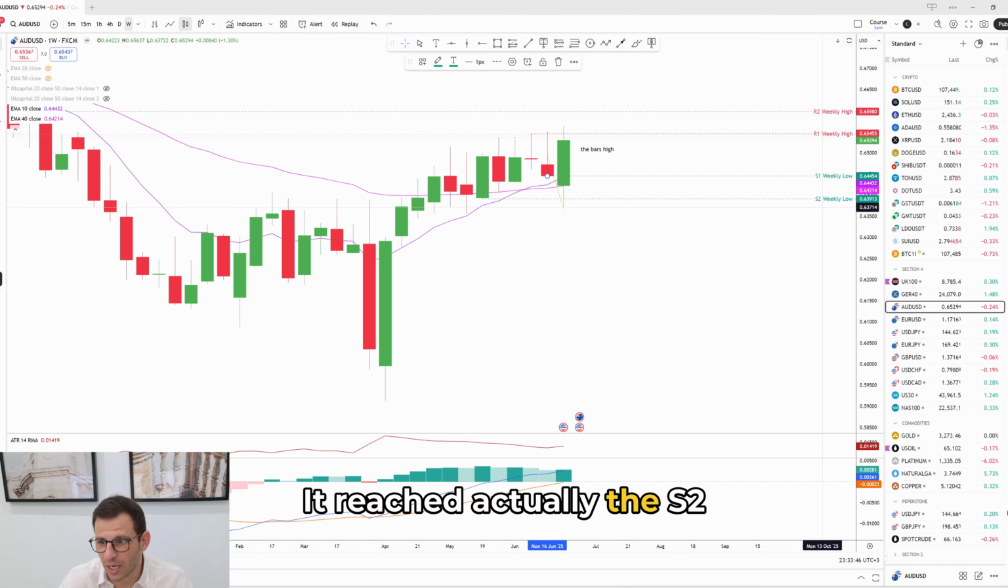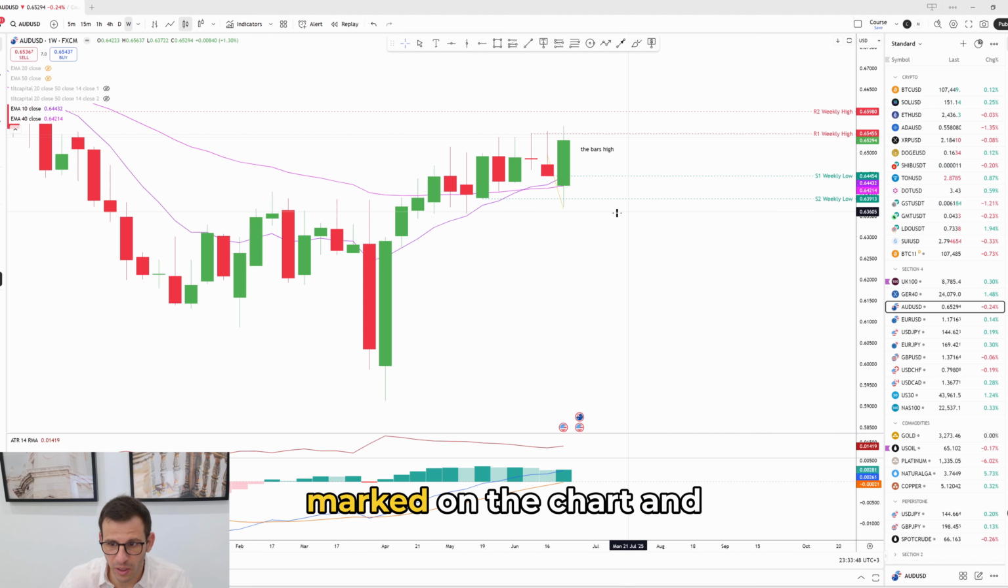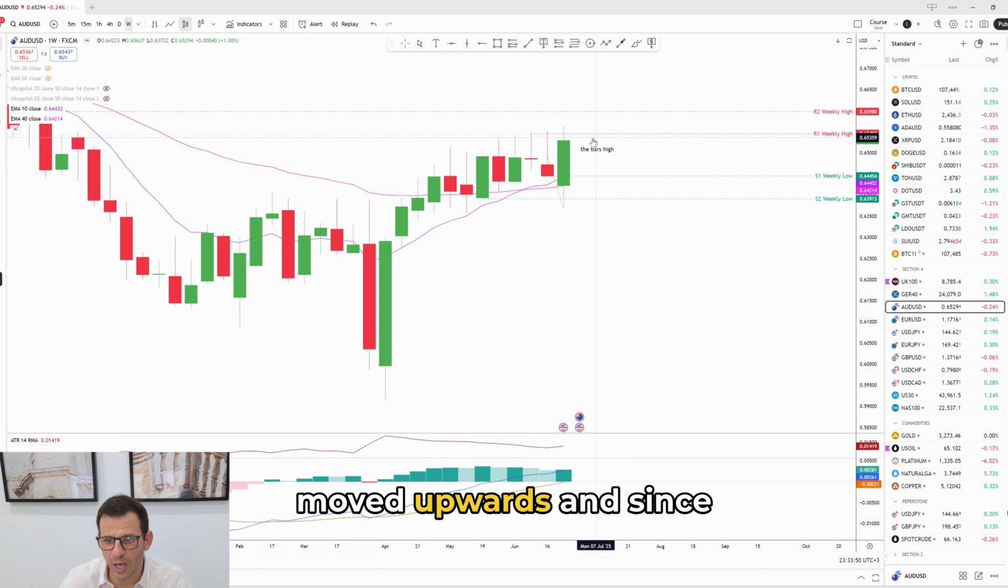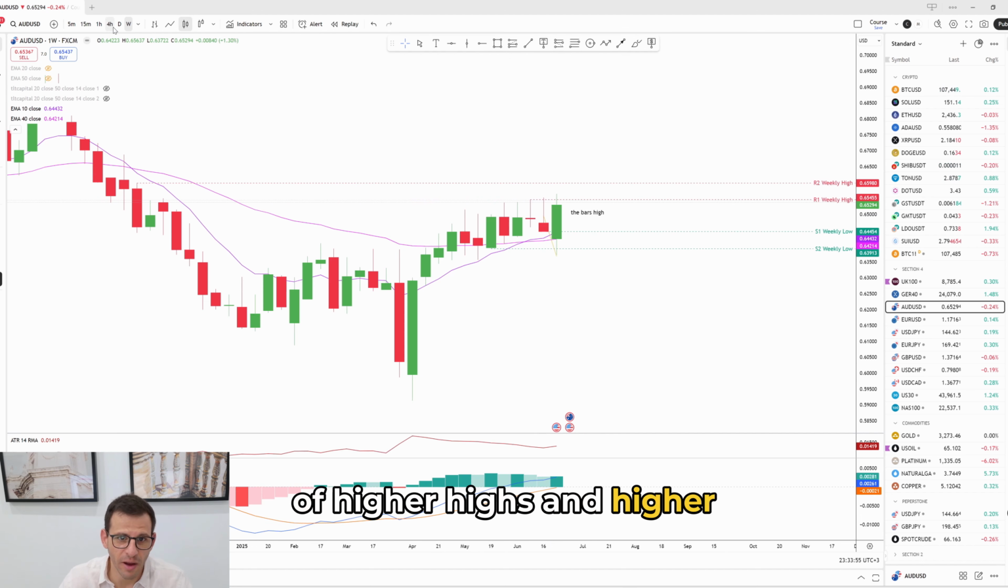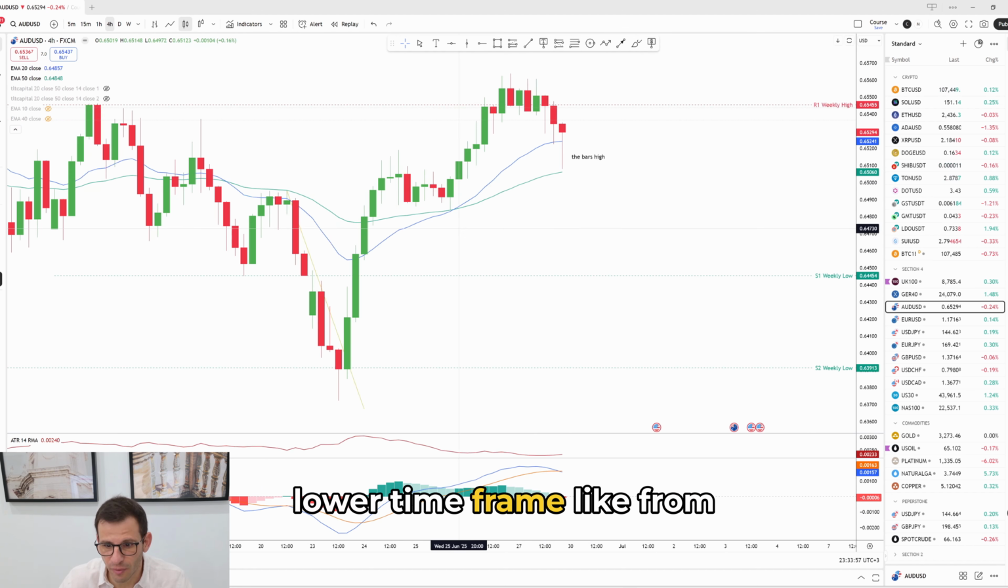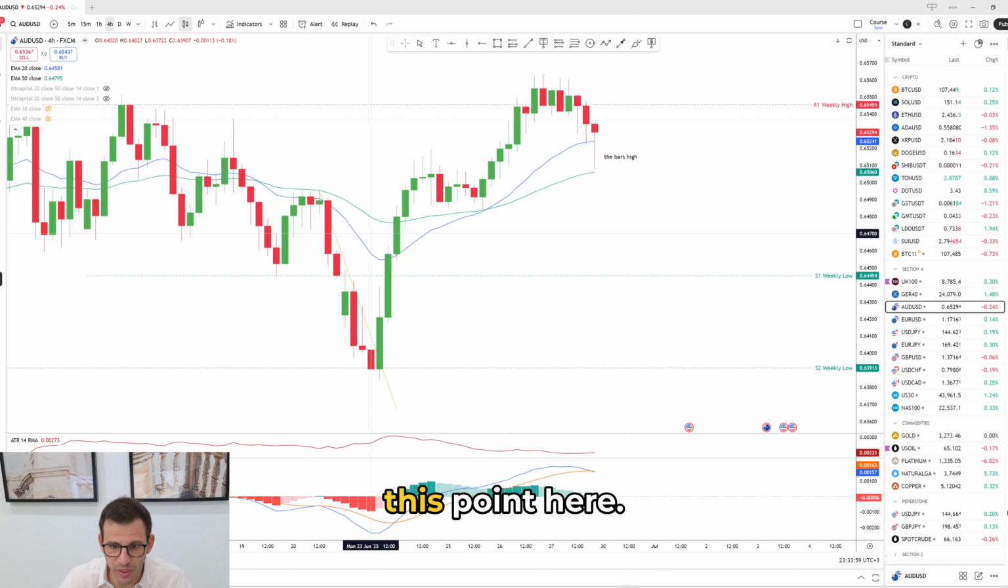It reached actually the S2 weekly low as we had marked it on the chart, and then it bounced off, it moved upwards, and since then it created this series of higher highs and higher lows as we see on the lower time frame, like from this point here.